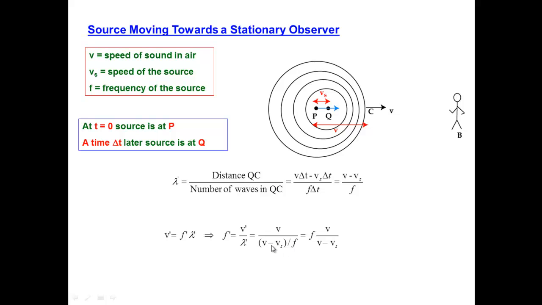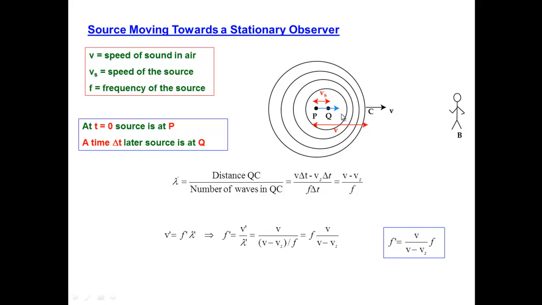V over v minus vs divided by f. Well, the f in the denominator comes up to the numerator, and we get that f prime is equal to f times this ratio, v over v minus vs. So let's keep that for future reference in the blue box at the right.